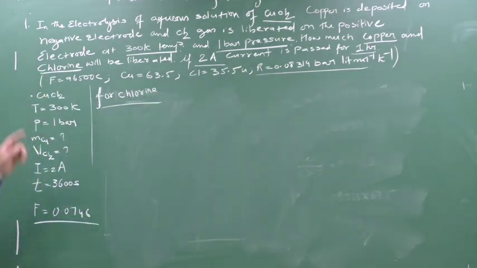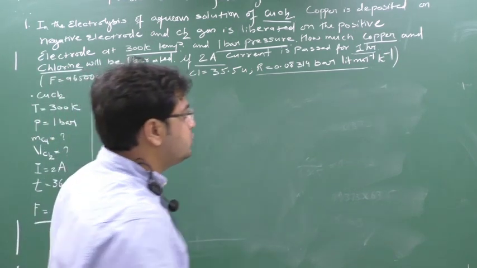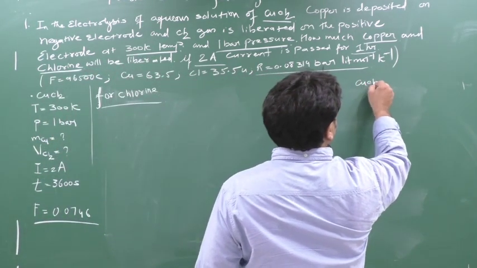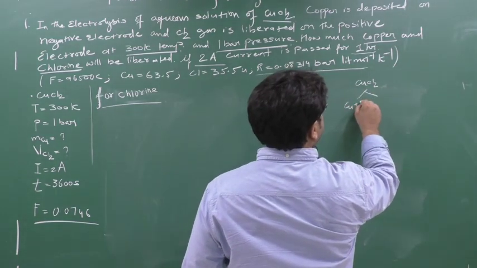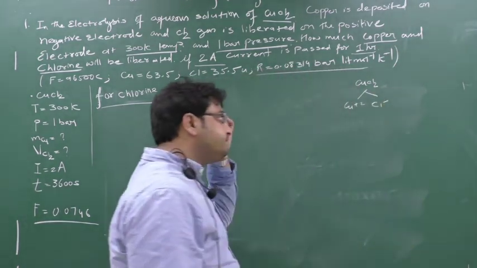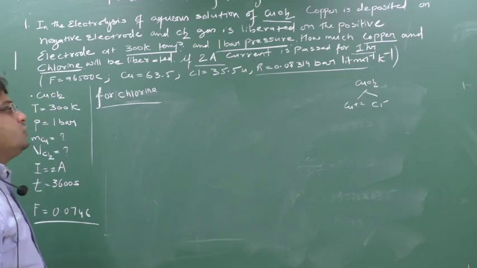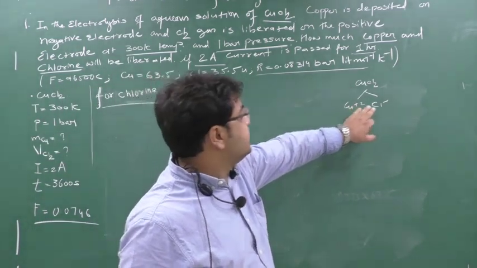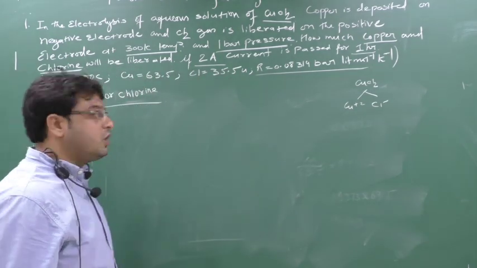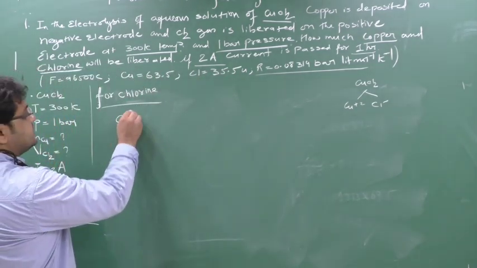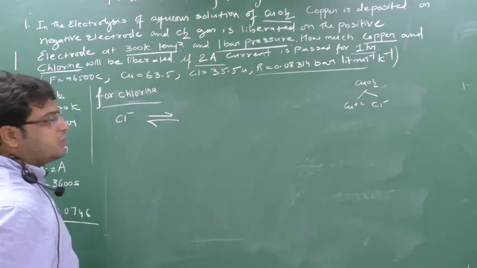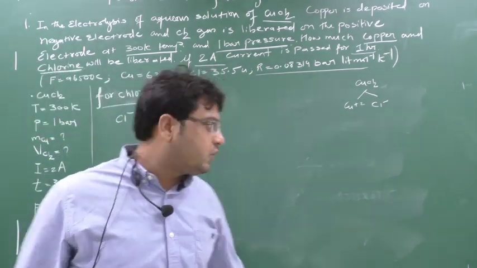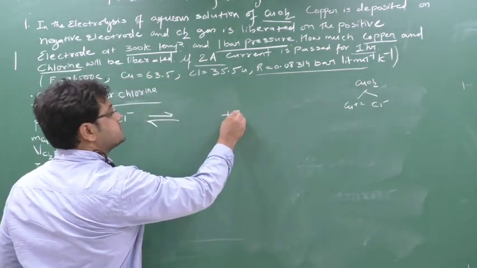Now in CuCl2, chlorine is in the form of Cl minus. Yes or no? CuCl2 is Cu2+ and Cl minus. Clear? Now this is metal, which will undergo reduction at the cathode, and this will act as the anode. And in the anode what occurs? Oxidation. So Cl minus will undergo oxidation, and oxidation means loss of electron.